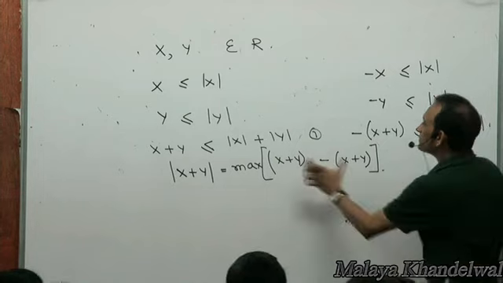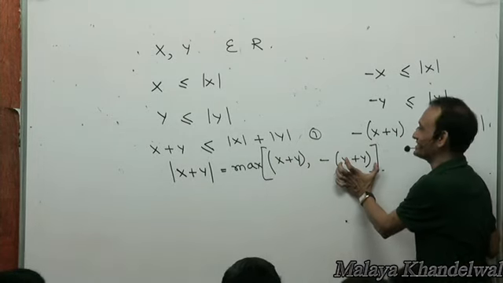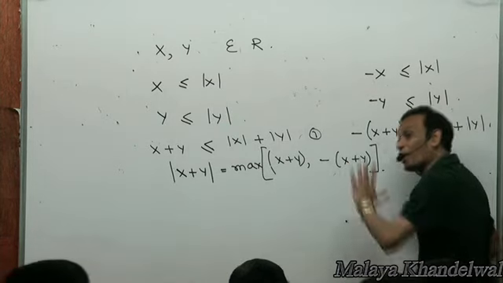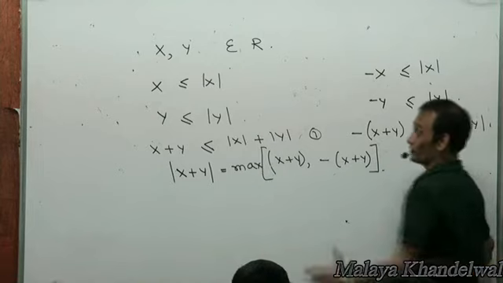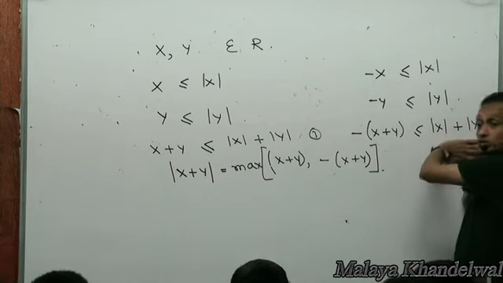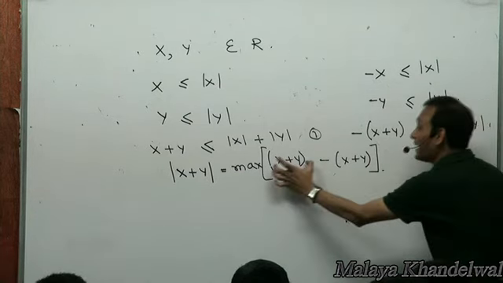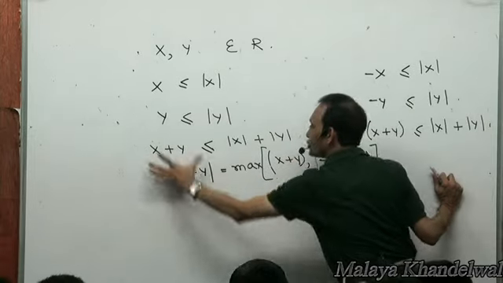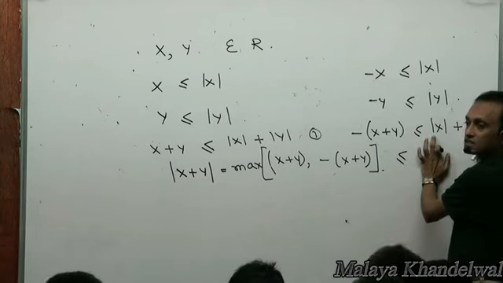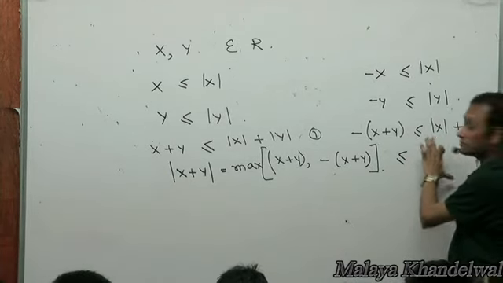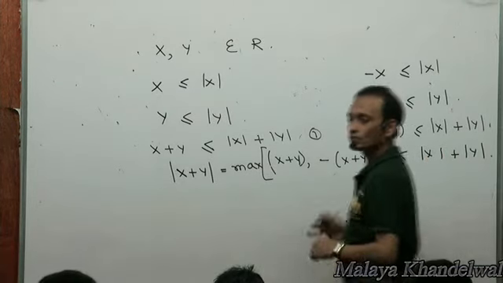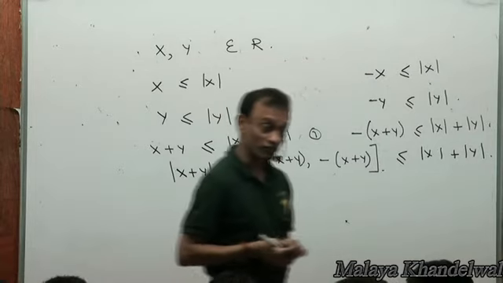But no matter which of the two is larger, even the larger number is less than or equal to mod x plus mod y. Yes or no? Right? x plus y is less than or equal to mod x plus mod y. Minus of x plus y is also less than or equal to mod x plus mod y. So no matter which of the two is larger, mod of x plus y cannot exceed mod x plus mod y. Yes or no? Are you all fine with this?